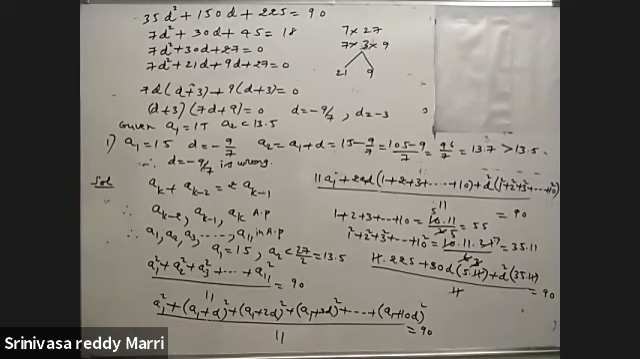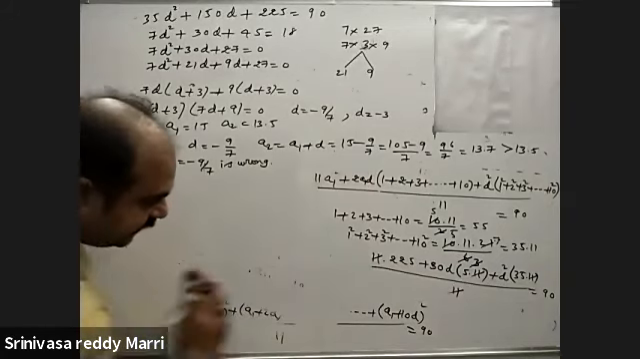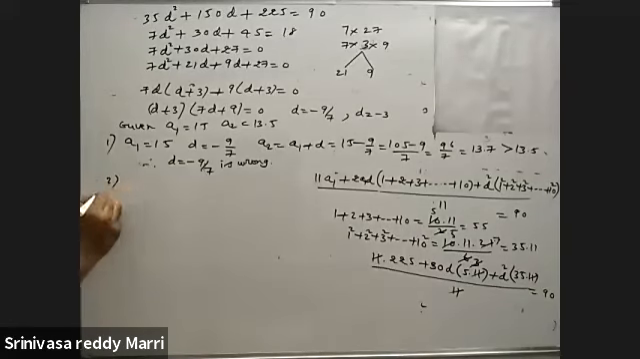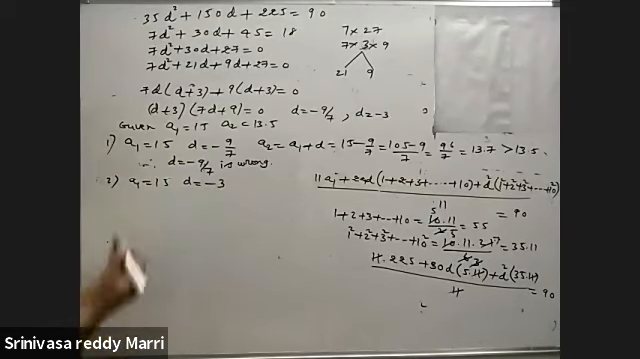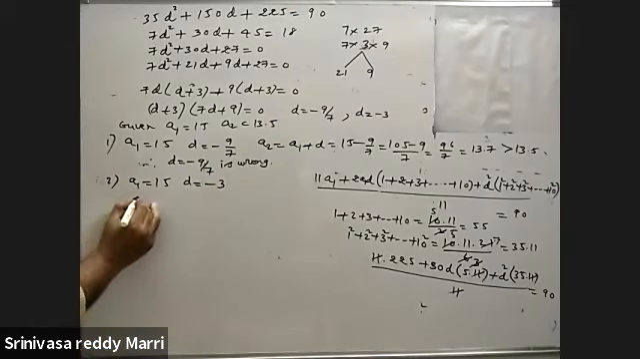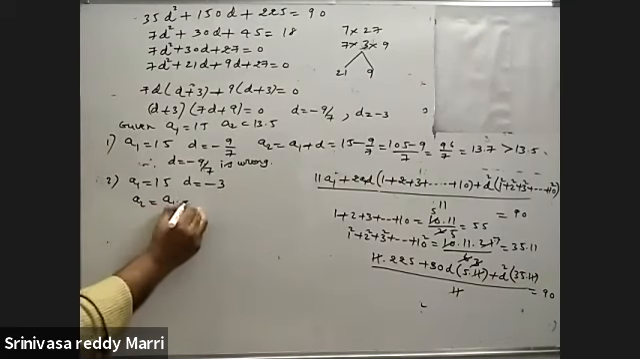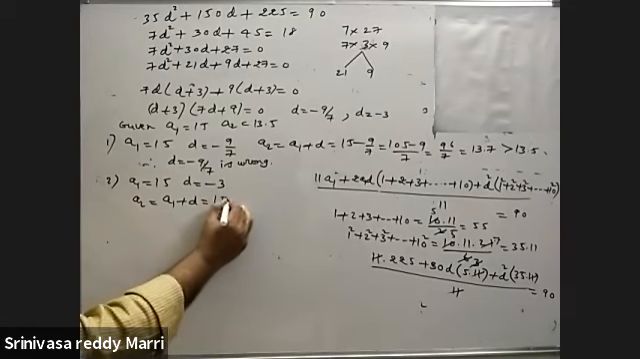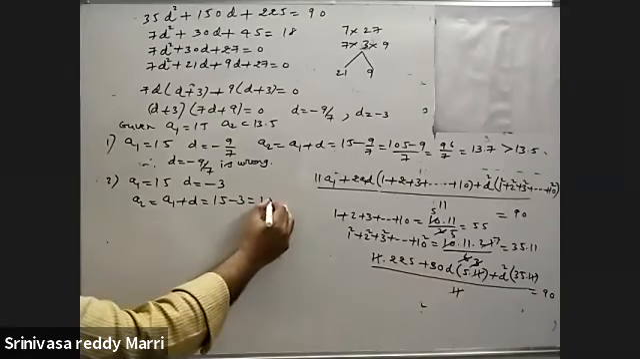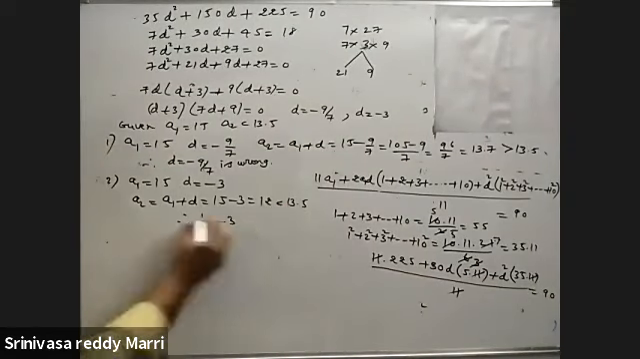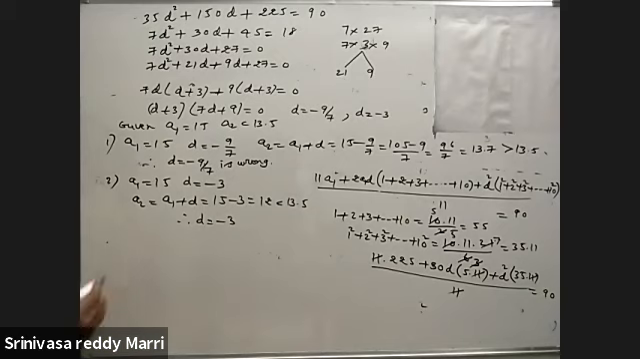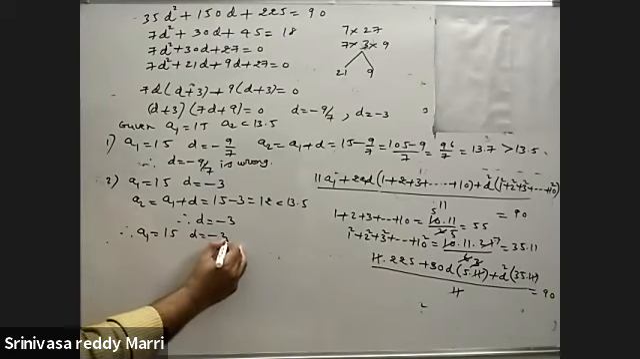So therefore, if you take d equal to minus 3, what happens? If you take second case, d equal to minus 3, a1 equal to 15, d equal to minus 3. If you calculate a2, a1 plus d, 15 minus 3, this is 12. Therefore, less than 13.5. Therefore, we can conclude that d equal to minus 3.